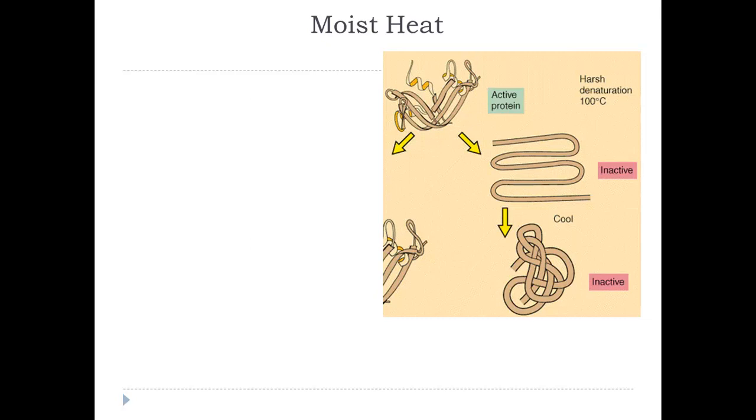Moist heat destroys microorganisms mainly by denaturing proteins. That leads to a coagulation of proteins. Here we have the tertiary structures of proteins, and when we heat them, we cause them to denature, and then they begin to coagulate with one another.